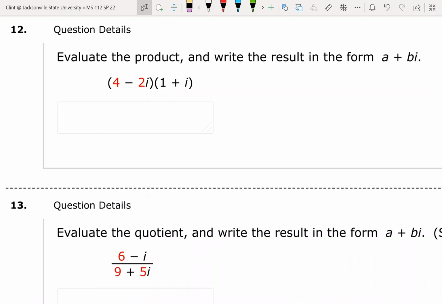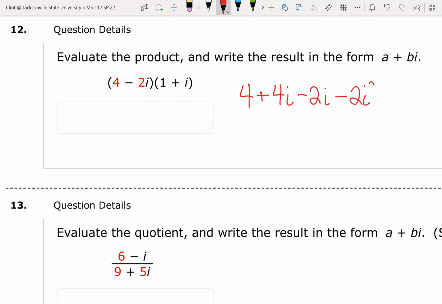On these, we can treat the i just like a variable until we go to simplify. And then when we start simplifying, what do we need to look out for? You remember? Okay, we'll wait. So let's multiply. If we do the first terms, 4 times 1 is 4. Do the outer terms, 4 times i, 4i. Do the inner terms, negative 2i times 1, negative 2i. And then when we do the last terms, negative 2i times i, we get negative 2, what?